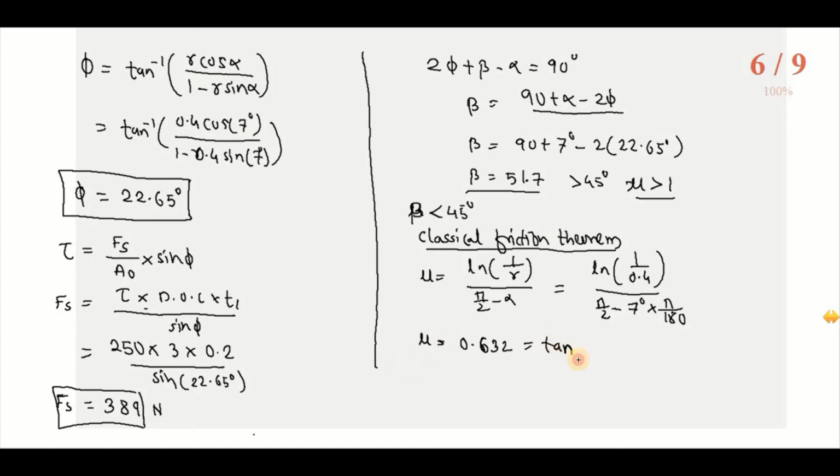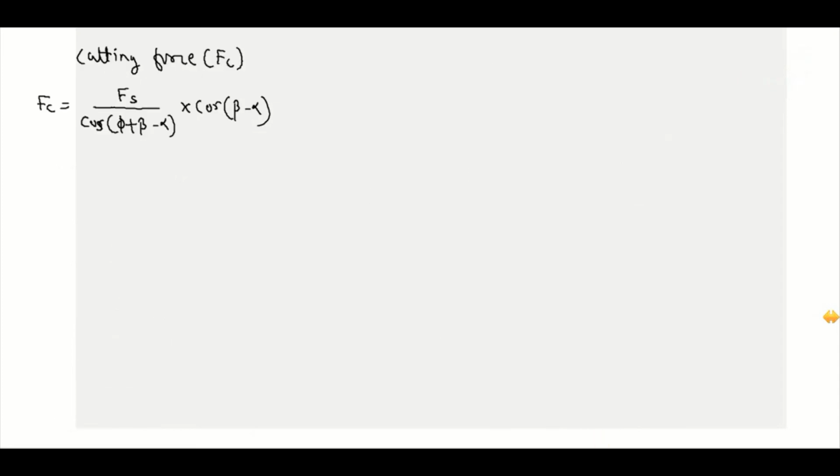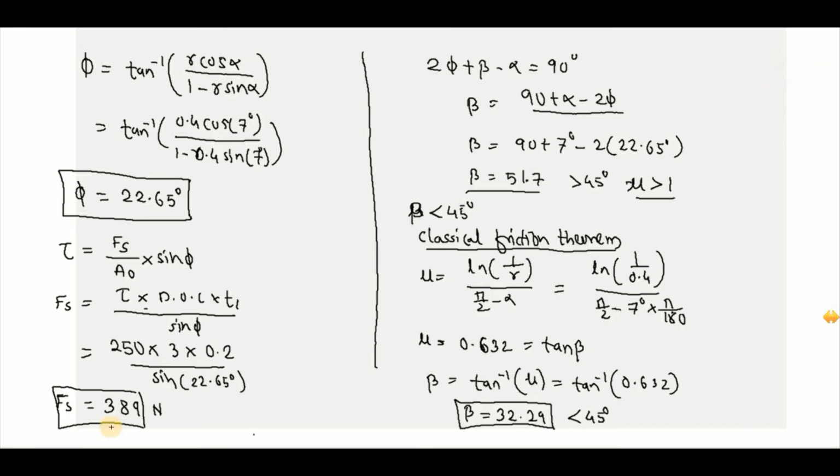We know this mu is equal to tan of beta. So beta is tan inverse of the mu value, which is tan inverse of 0.632. So the beta, that is the friction angle value, we are getting is 32.29, which is less than 45 degree. So use this value in this equation, with the shear force value that is 389.